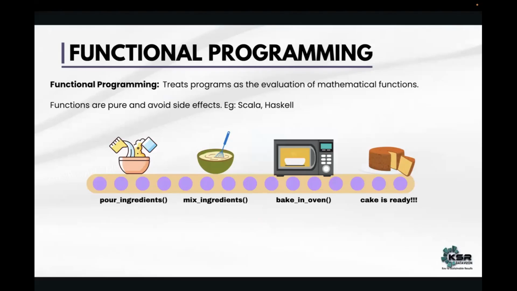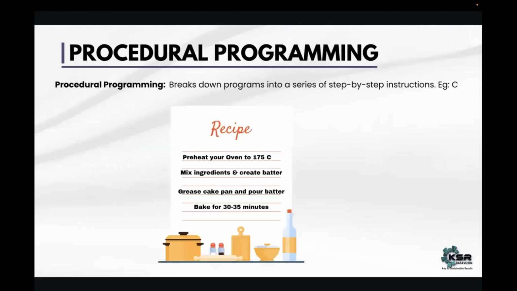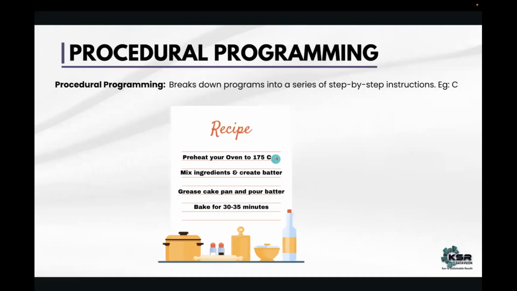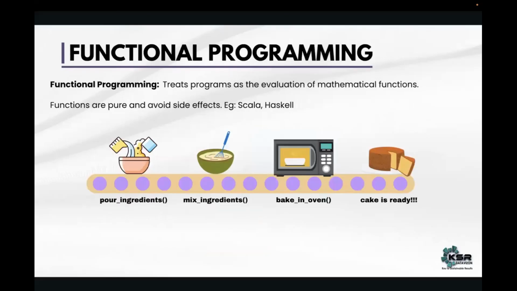Next is functional programming. So these two, procedural and OOPS, are imperative programming. You will have to specify each and every instruction, and then you will have to do it. You cannot expect to just tell the result and have it done. But this is functional programming. This is declarative programming.